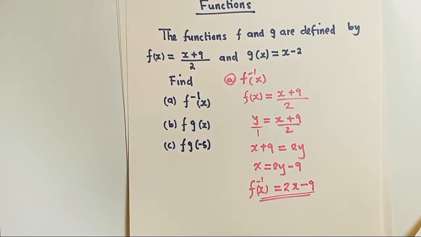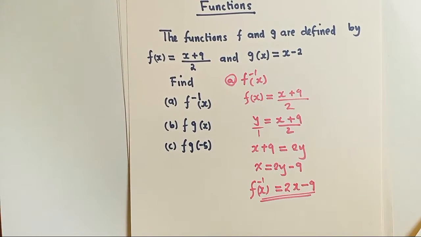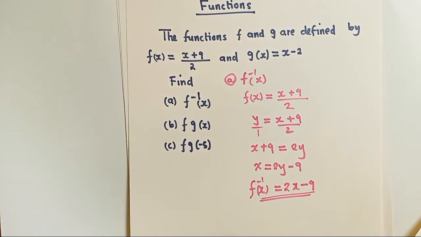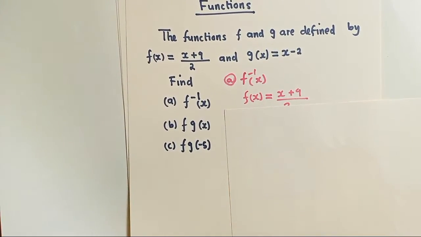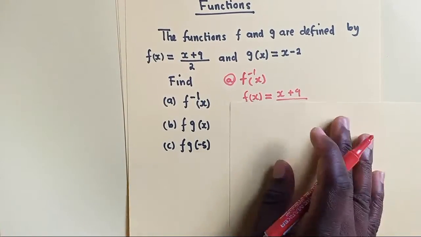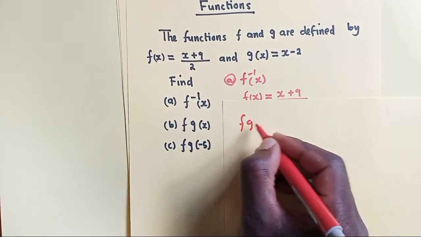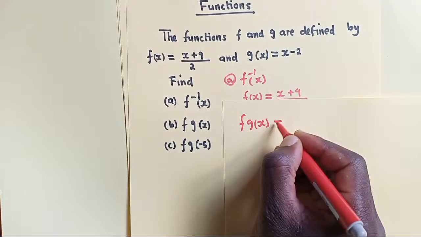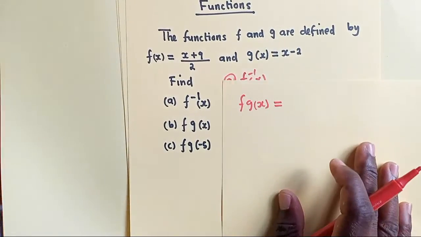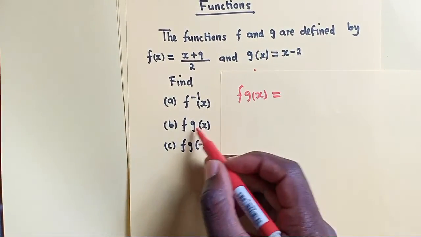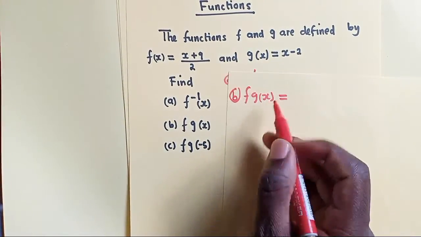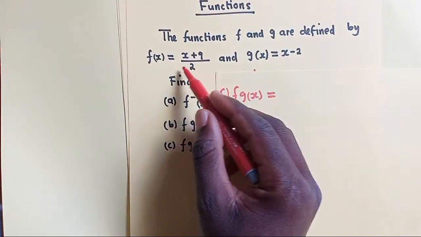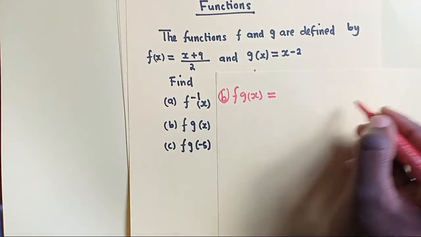The next one here, they want us to find f of g of x. So what is f of g of x for the next one here? This one, b. So to find this, we just get this function, okay? So remember, I've got two functions.